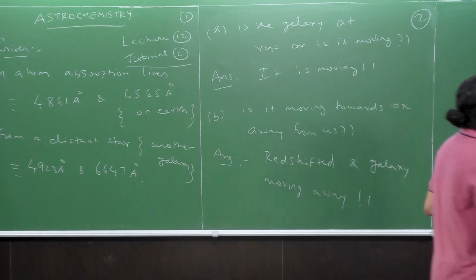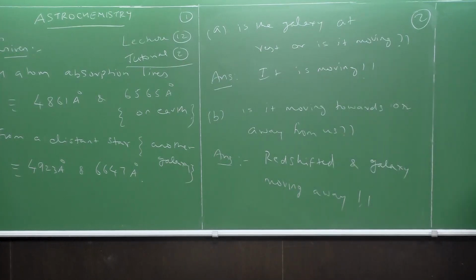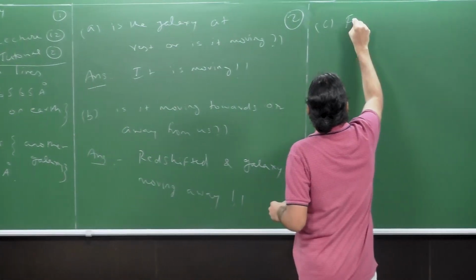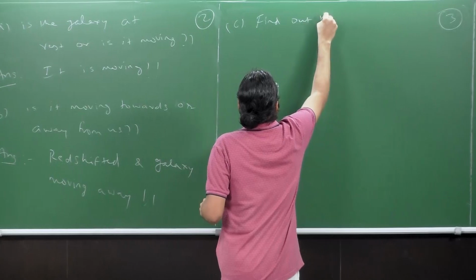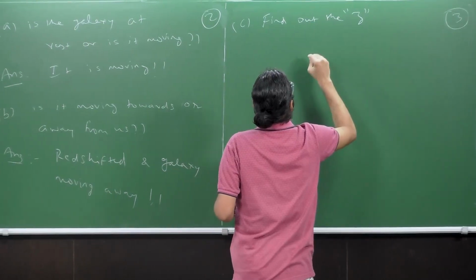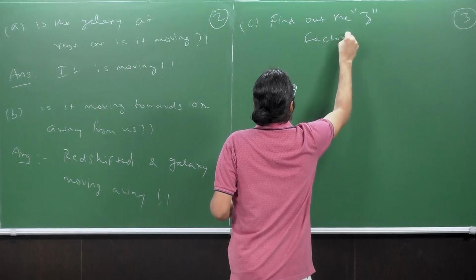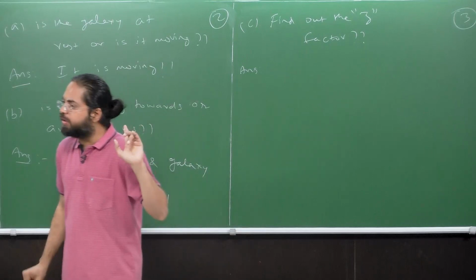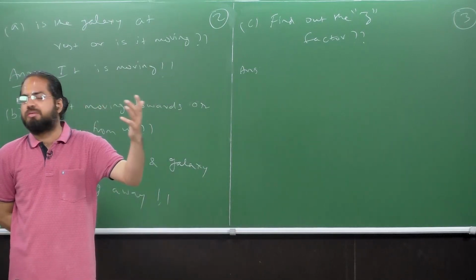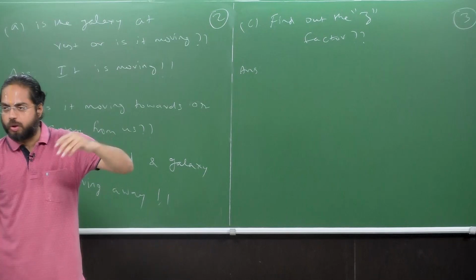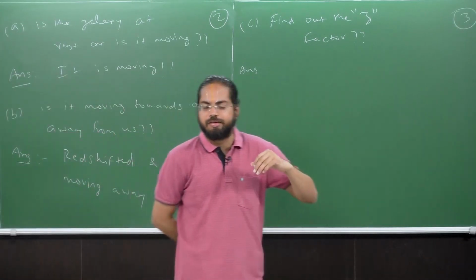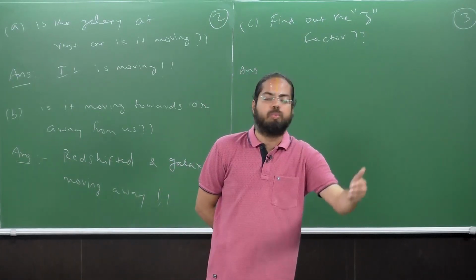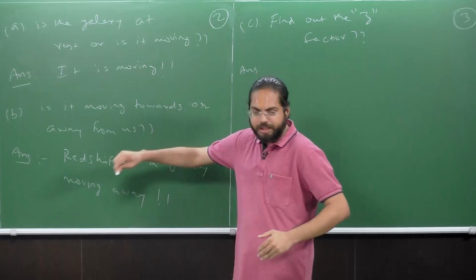The next question is that there is something called the Z factor. I haven't told you about this. Find out the Z factor. Now, I have of course not introduced the idea of the Z factor yet in this course. So the Z factor is a measure of by how much the galaxy is redshifted, the galaxy is moving away from us. It is a quantitative way to measure the extent of redshift.